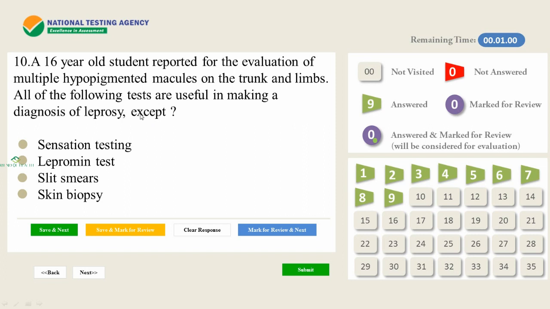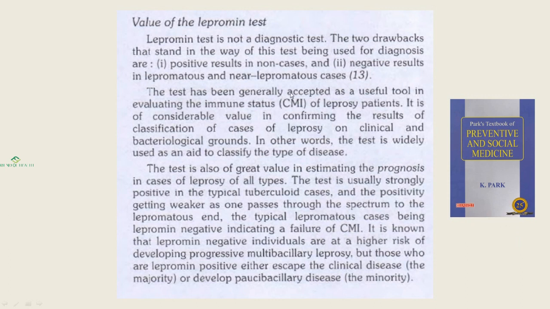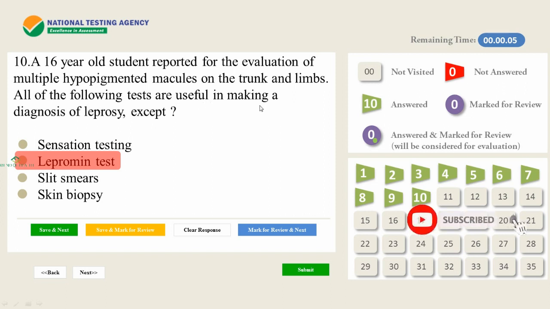In this question, the only thing you have to know is all of the following tests are useful in making a diagnosis of leprosy, except sensation testing, lepromin test, slit smears, skin biopsy. So the answer is lepromin test. If you see the Park textbook, here you can see all the 10 questions are answered, and time is almost over. See the reference in the Preventive and Social Medicine textbook by K. Park. In the first line itself, the lepromin test is not a diagnostic test. So the answer for all of the following tests are useful in making a diagnosis of leprosy except is the lepromin test.